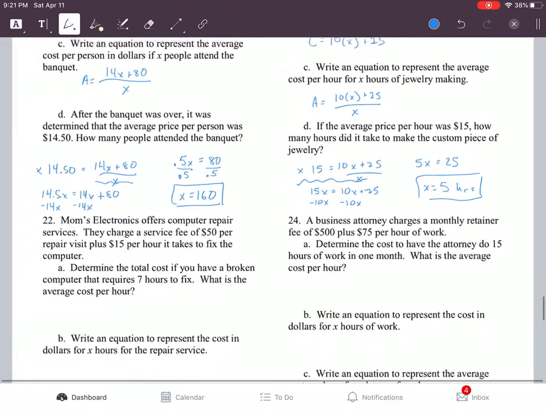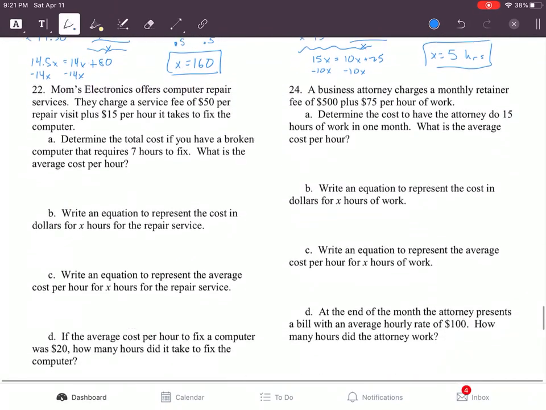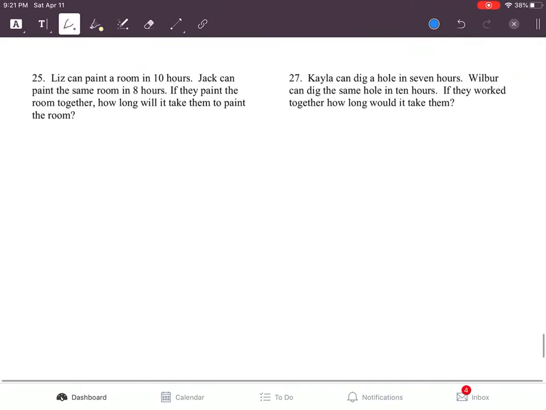Okay, so the next two questions do the same kind of idea. It's just more questions to do. All right, I think this is the last page. So we have some work questions. We'll just do the top two again. All right, so we set this up.